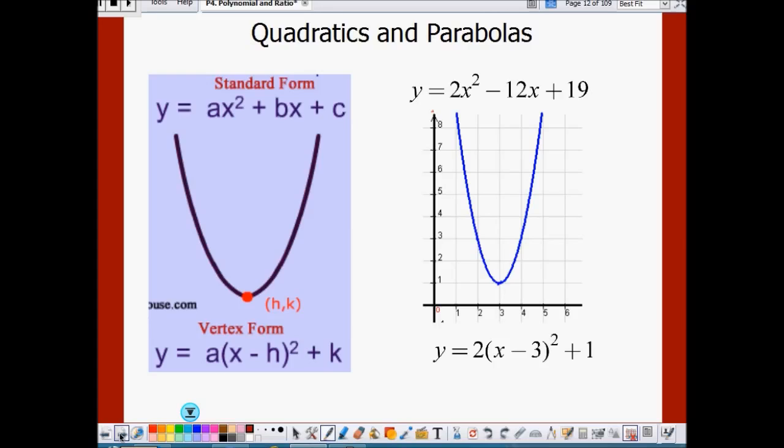Quadratics and parabolas. Anytime you're dealing with an x squared type equation, you graph it, you get what's called a parabola. We've dealt with that in previous lessons. There are two different forms of a quadratic equation. We've dealt mostly with standard form, y equals ax squared plus bx plus c. We have this other form called vertex form that we're going to start dealing with more here. y equals a(x minus h) squared plus k. A lot of times you're going to see vertex form called transformation form.